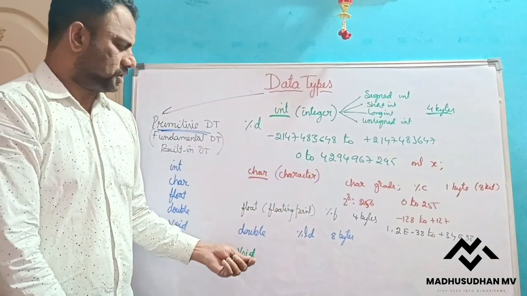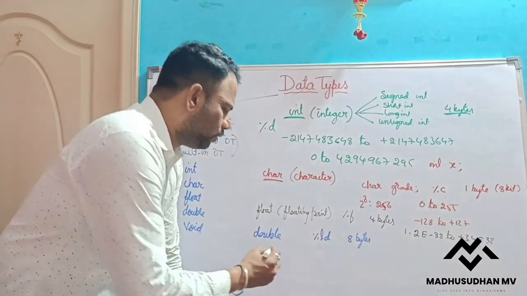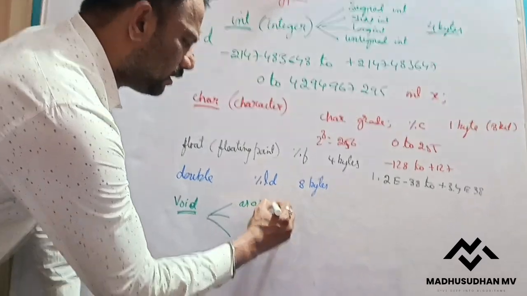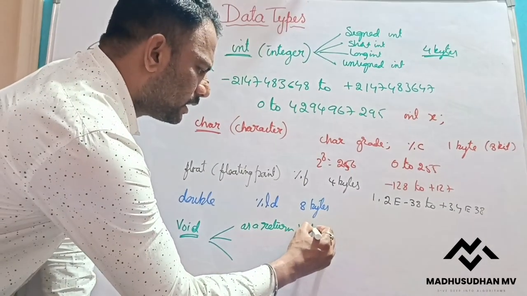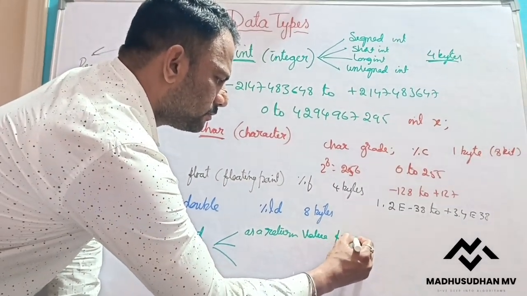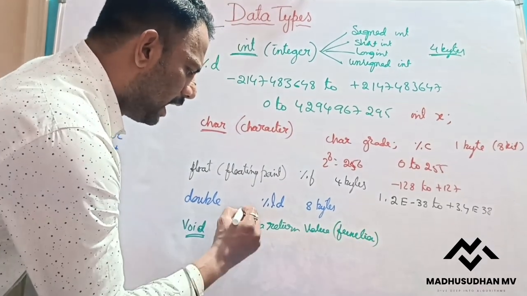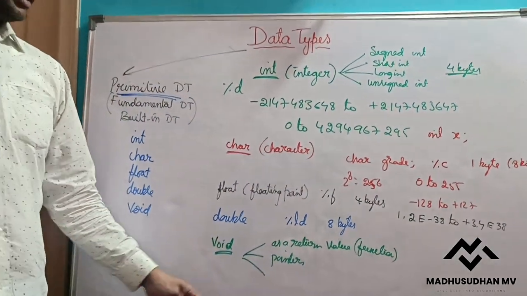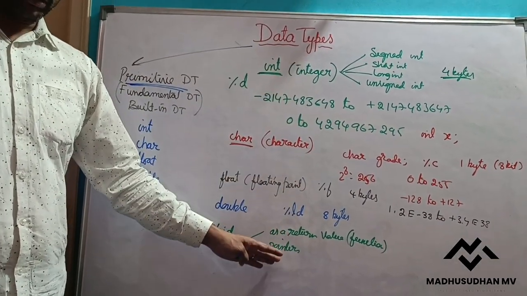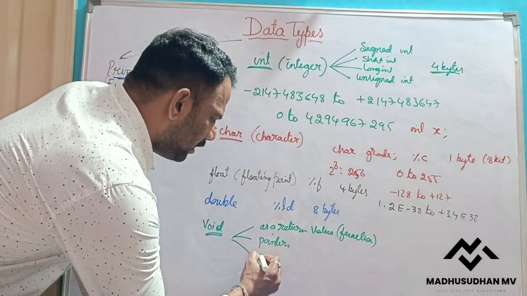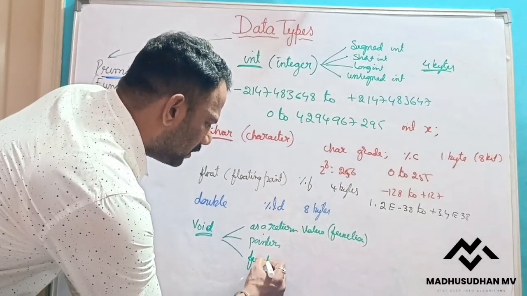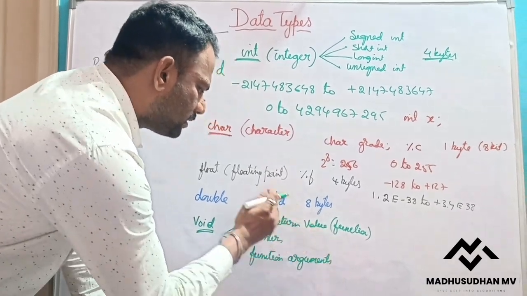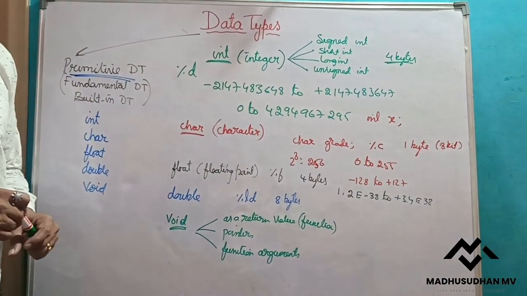But now you can ask the question, when to use it. It can be used in three situations. One, as a return value in the case of functions. Two, it is used in pointers, let's say void pointers. In detail we'll discuss that in the pointers concept. And then it can be used as a function argument, that means in function parameters. These are the three situations where we use void.